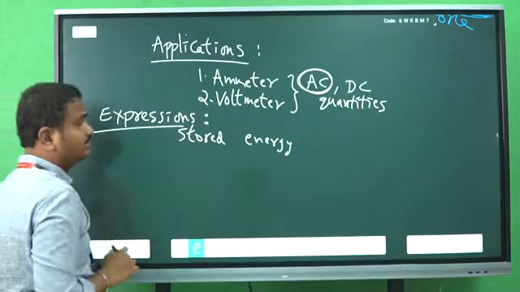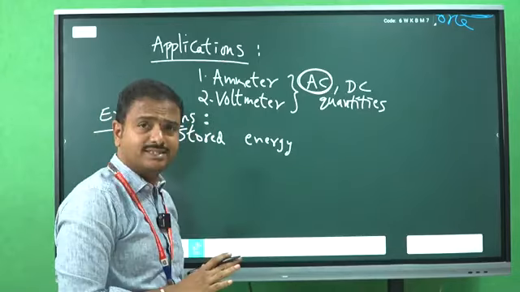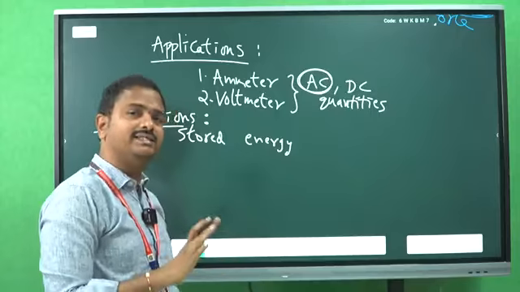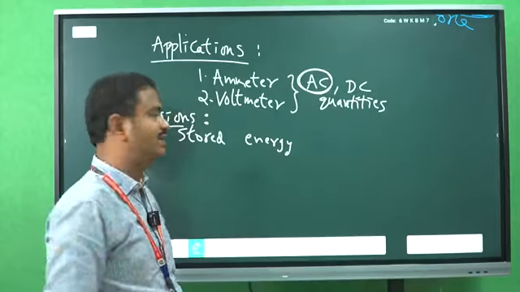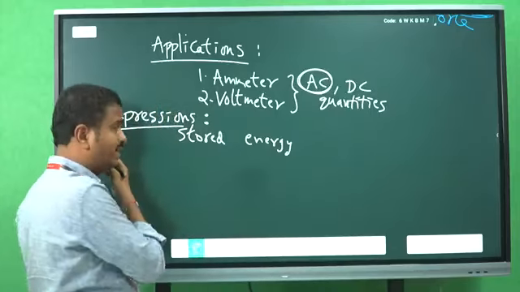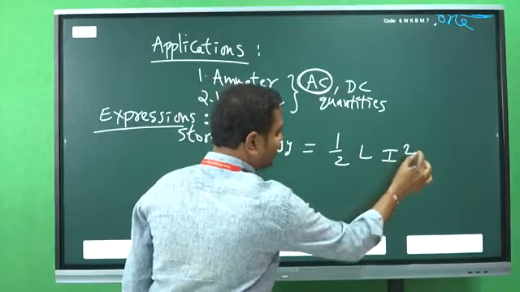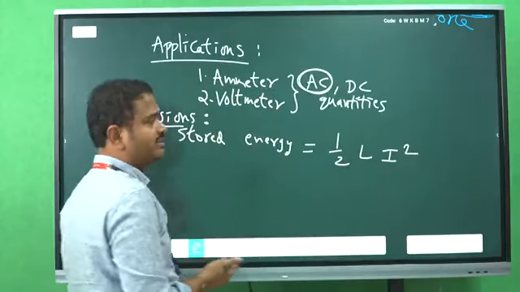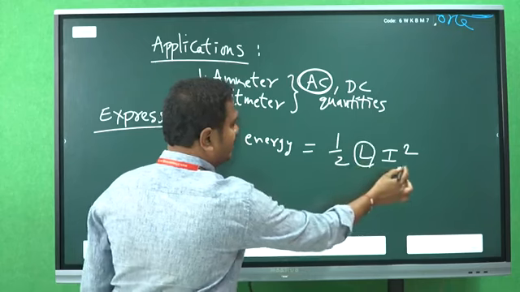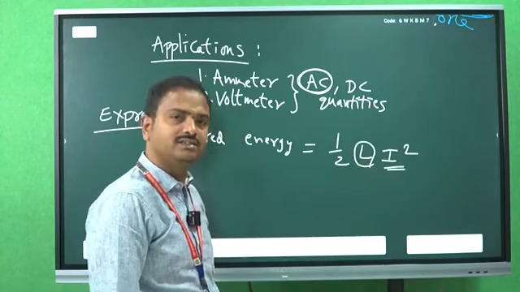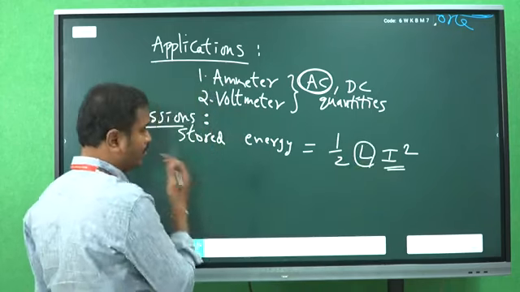For example, now the expressions. We have to prove the MI instruments can measure AC values as well as DC values, right? For that we need to go for expressions. So stored energy is nothing but half L I square. We know about this, right? L is the inductance of the coil and I is the current magnitude of the circuit.